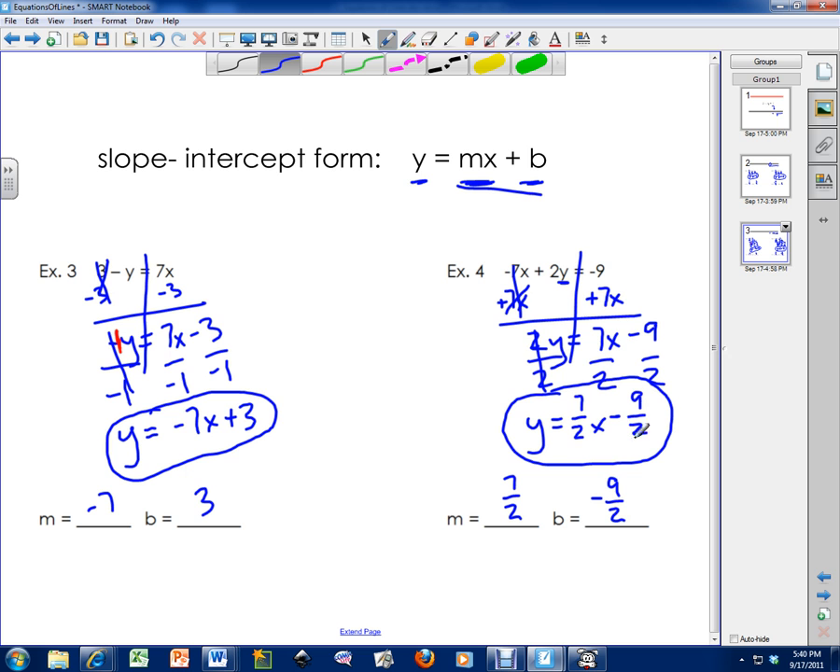Again, you can always convert these fractions into decimals here, but you generally want to leave the slope as a fraction for rise over run or whatever. So this is how you put equations into slope-intercept form, and I hope this helps you out.